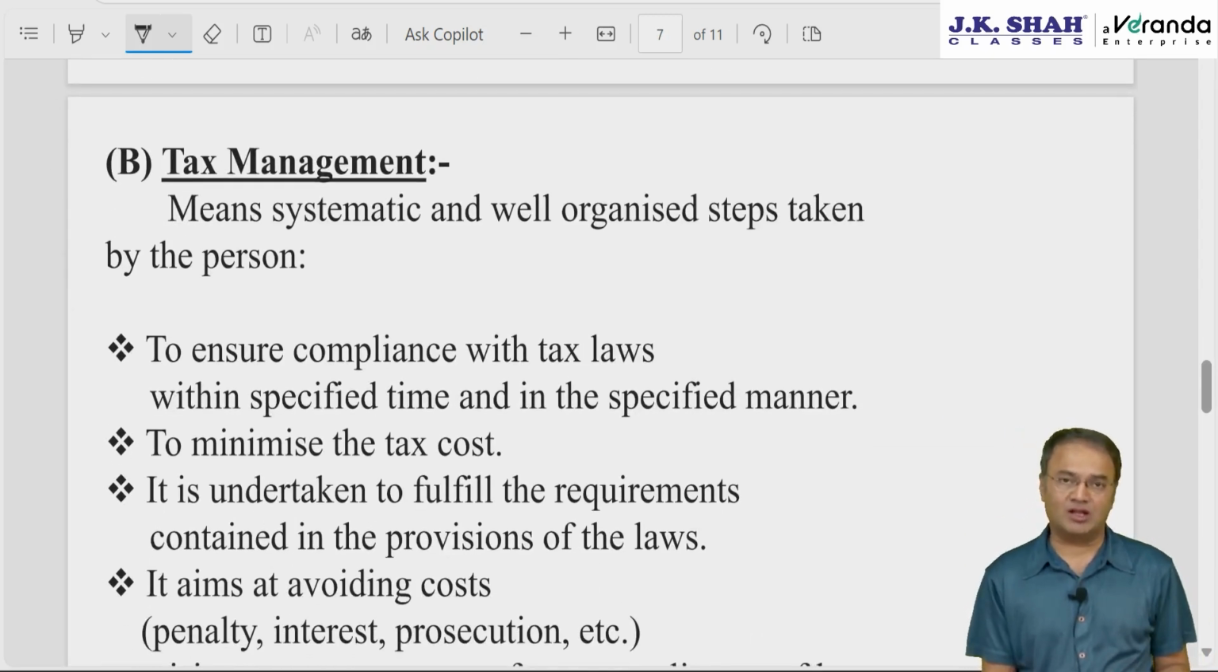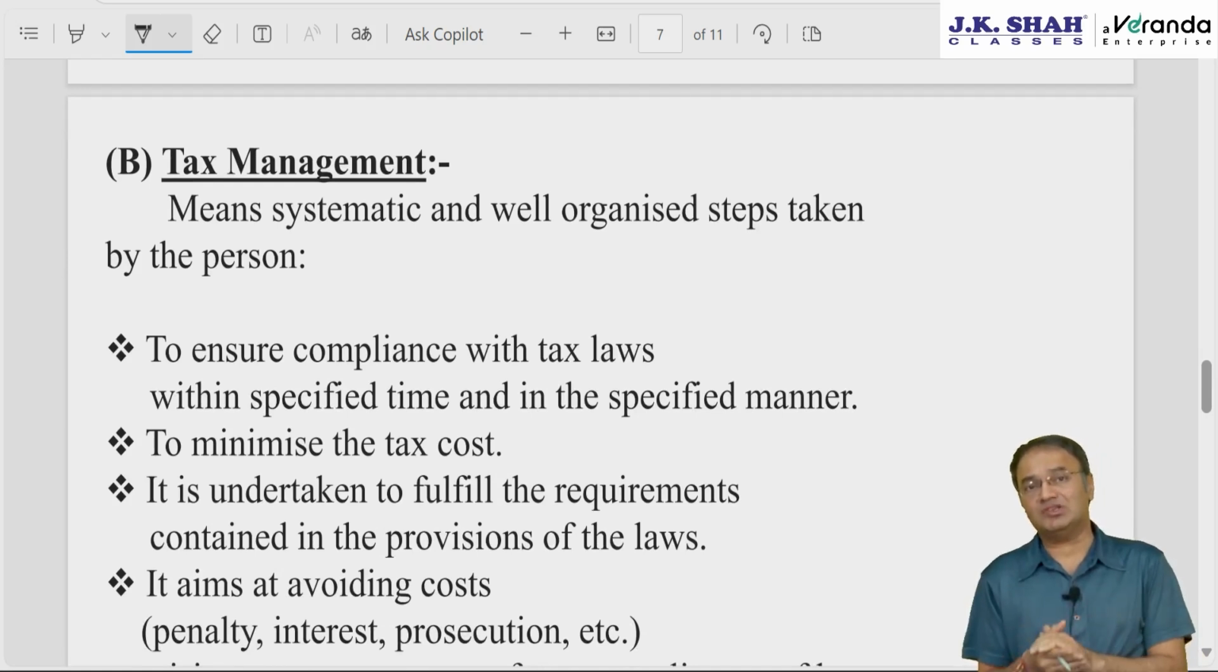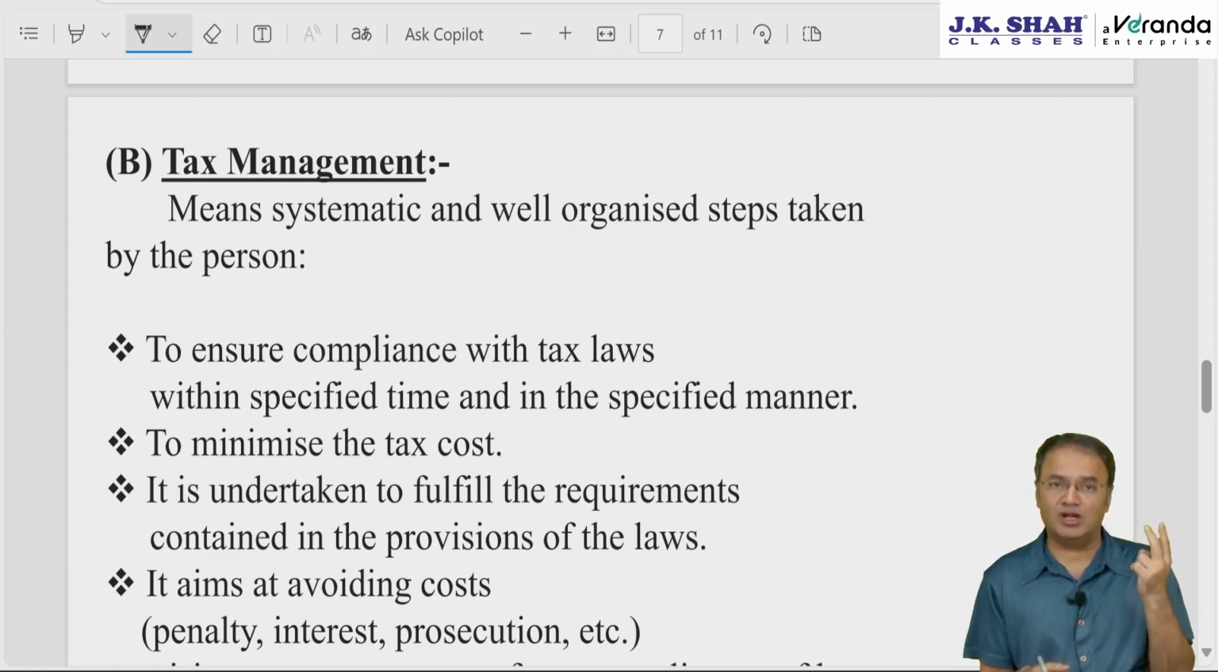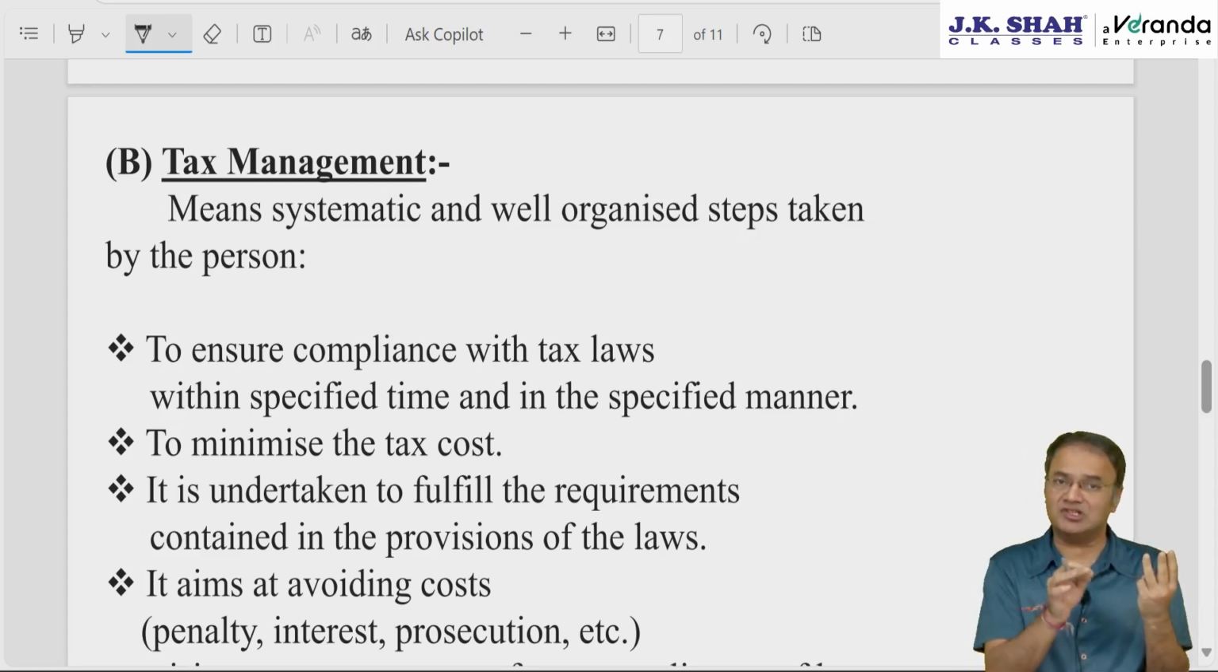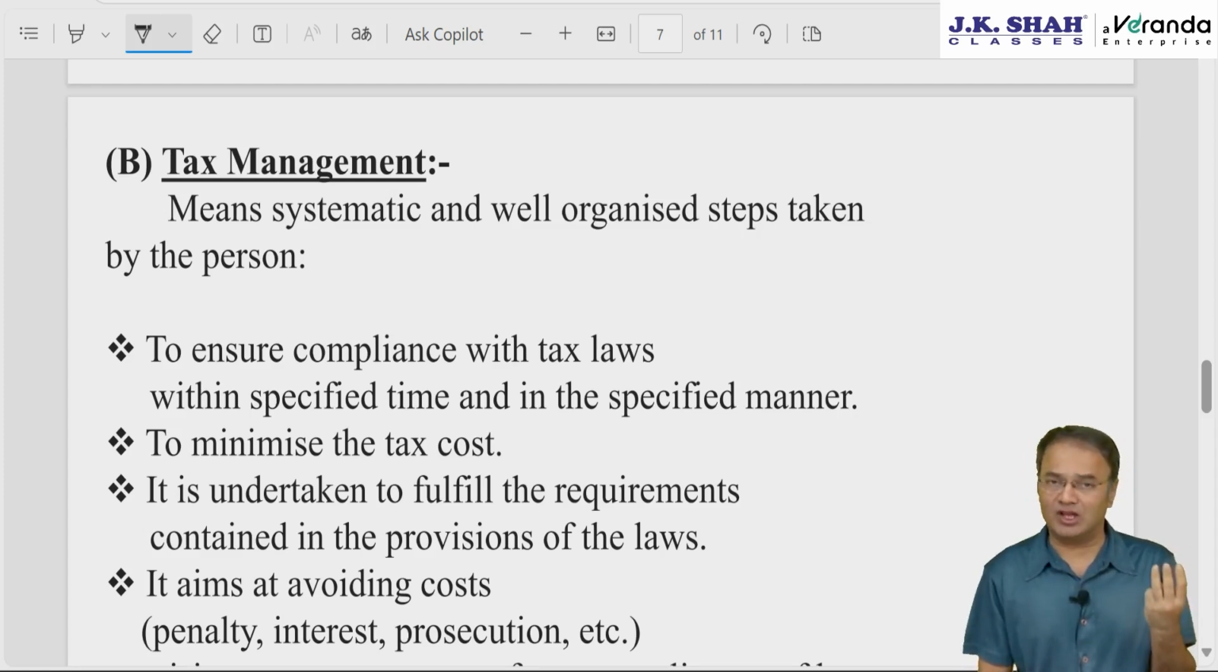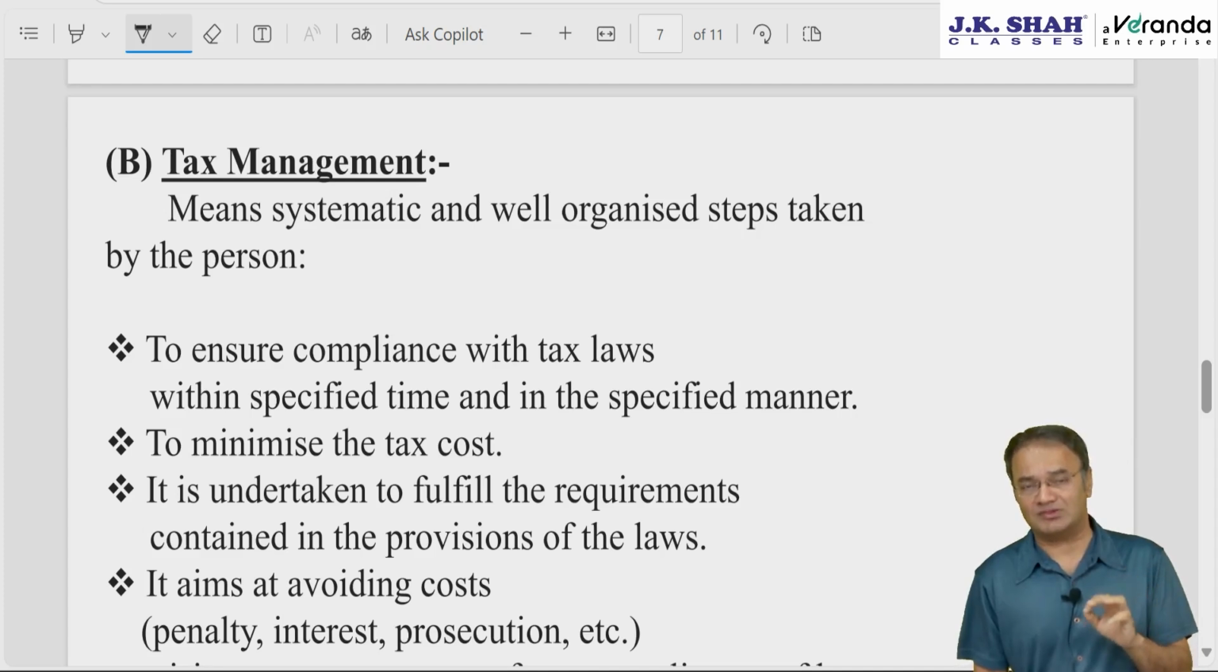Tax management on the other hand basically means complying with the taxation law, filing IT return within due date, paying advance tax installment within time limit, depositing TDS, TCS installments within time limit, 7th of the next month. These are all examples of tax management.